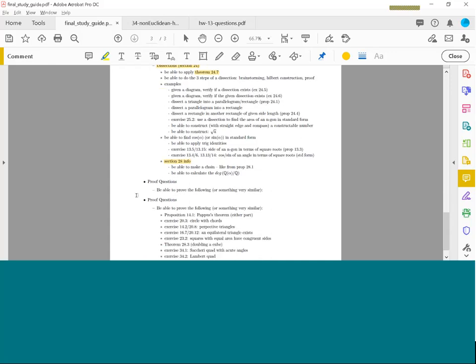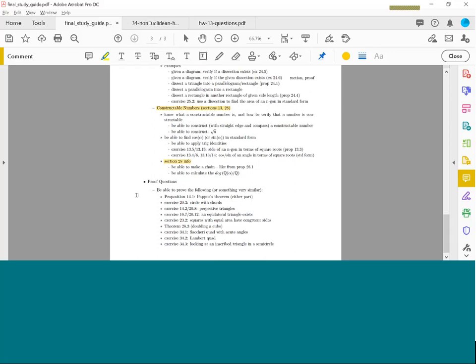Now, in terms of the proof questions, there's going to be 1 to 2 proof questions, specifically topic proof questions, and they'll be pulled from this list or from something very similar to this. Okay? And you'll notice that they come from a variety of topics. The first one up here deals with a configuration question. That's Pappus's theorem. This guy right here.